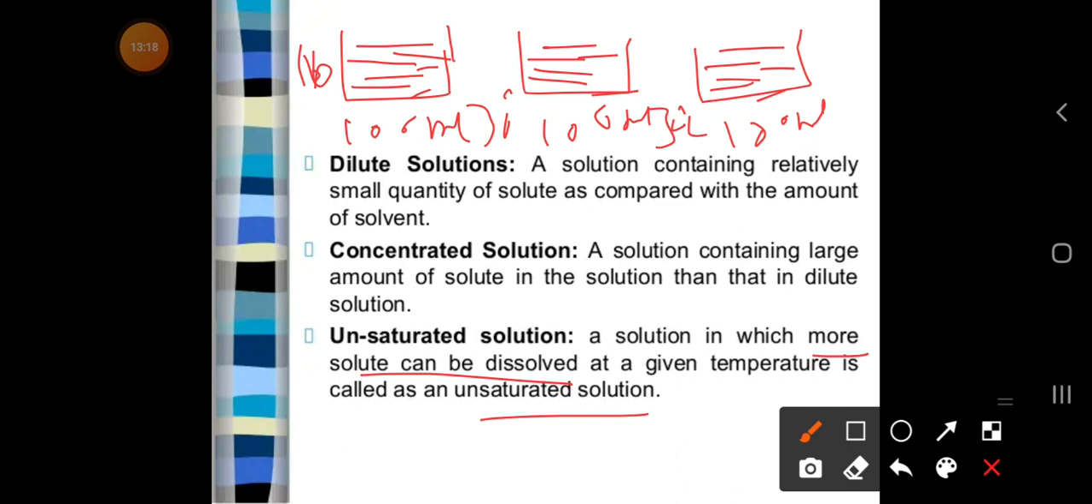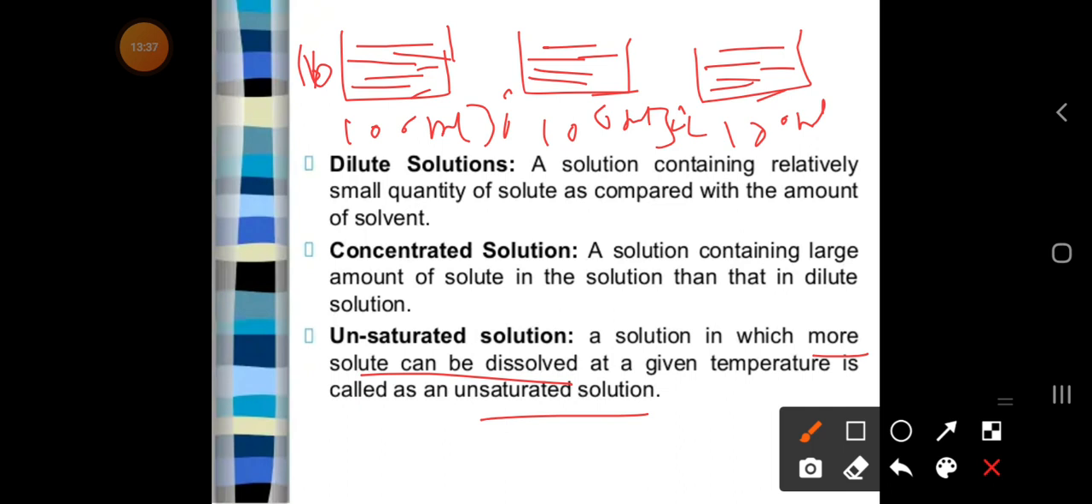Unsaturated solution. For example, let us take a glass of water. If you add 30 grams of salt and it is dissolving, then it is called unsaturated. Since we are able to add more quantity to the water, that we call an unsaturated solution.